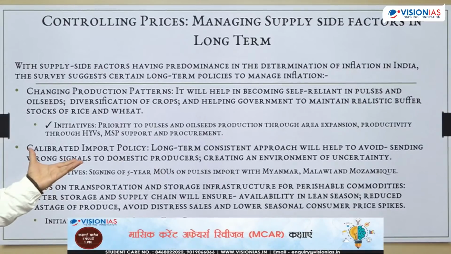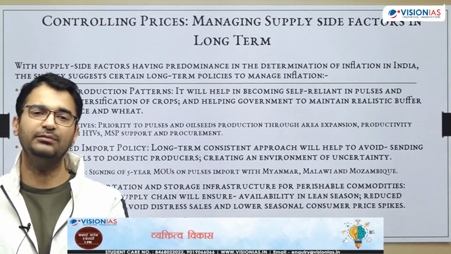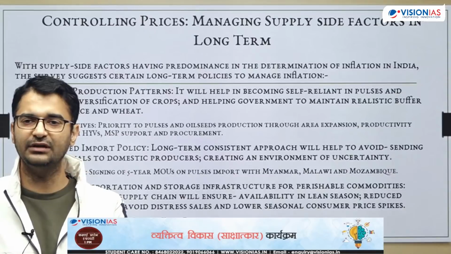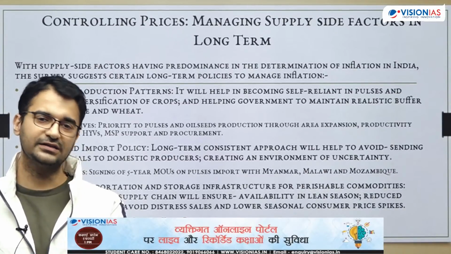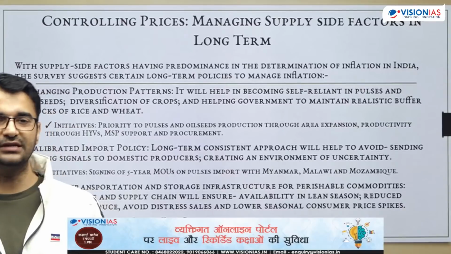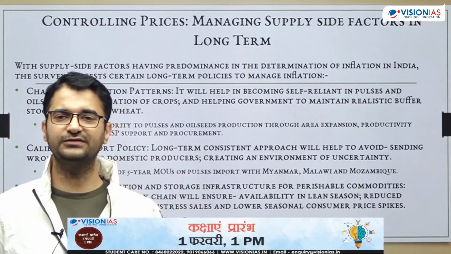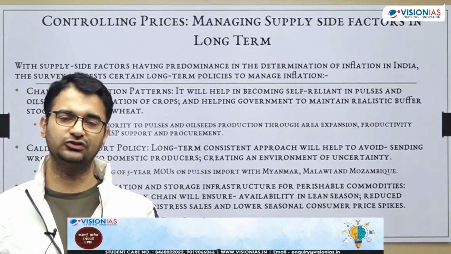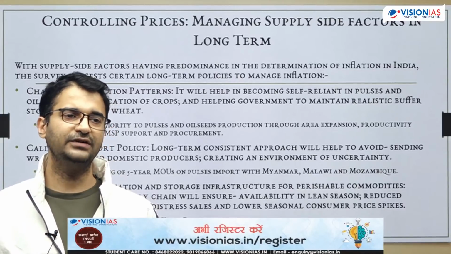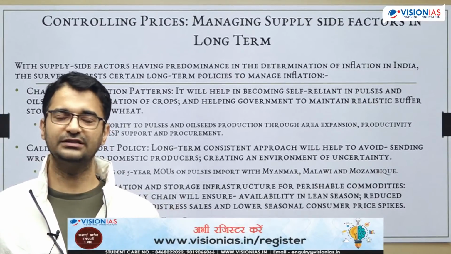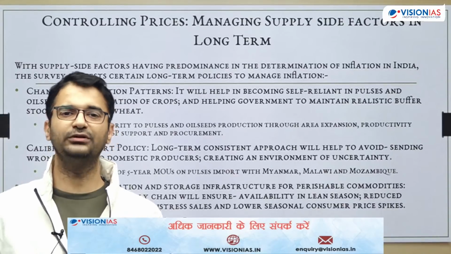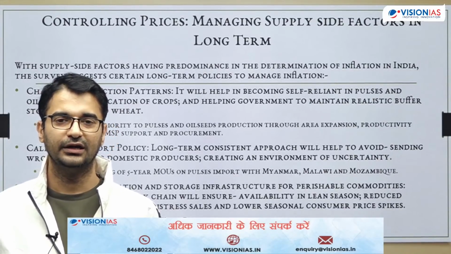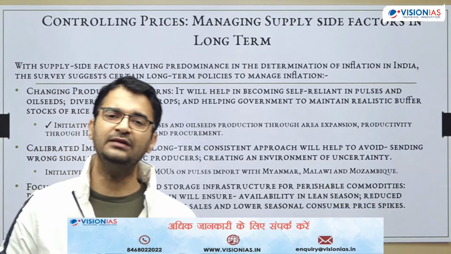It talks about calibrated import policy. It says that we should not be changing tariffs on goods that we import as a knee-jerk measure. Usually what happens is, if there is a rise in price of something, you reduce the tariffs so that you can import it. If there is a fall in price of something, you increase the tariffs so that you don't import that thing from abroad.